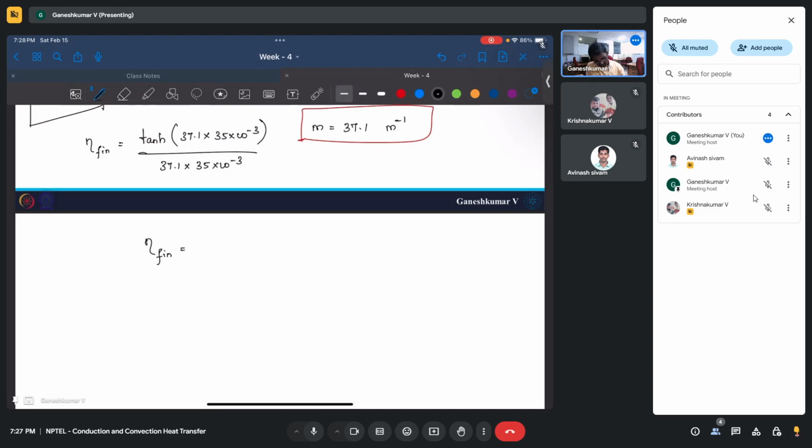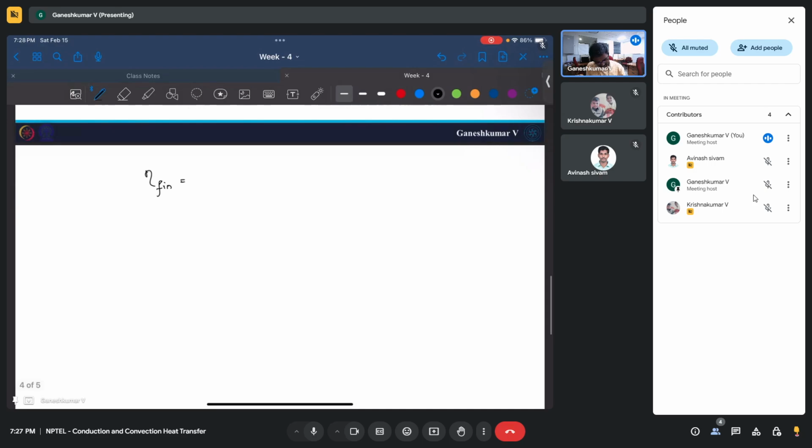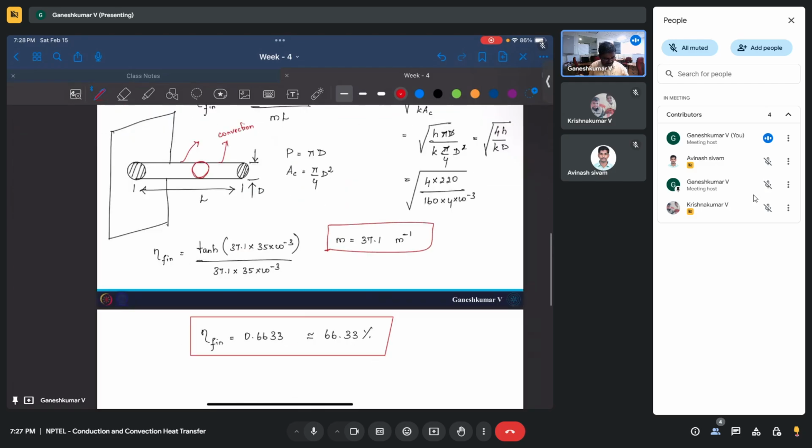Okay. So I'm getting something like 0.66333. So maybe you can write this as 66.33%. So this is the efficiency of the fin. Okay. This is how you calculate the efficiency of the fin.